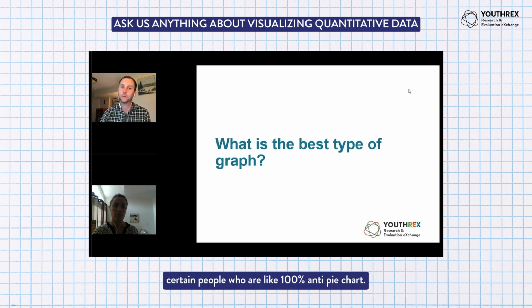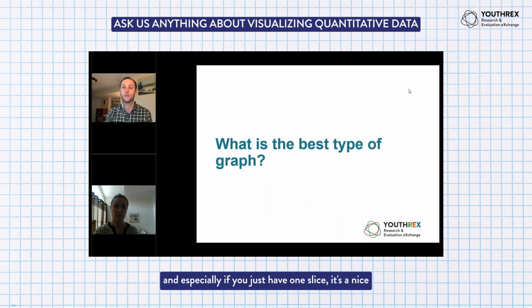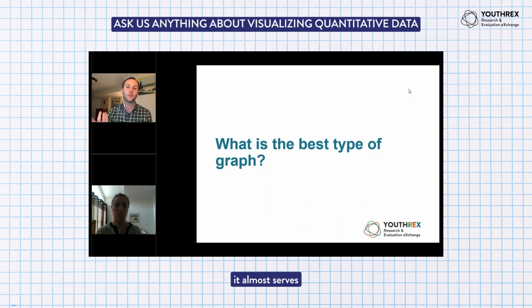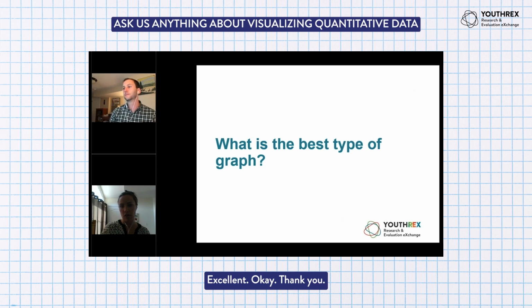There are certain people who are 100% anti-pie chart. I'm not one of those, and I think the example you just gave is a really good case where using a pie chart is totally appropriate. I like to use them when I have basically 3 or fewer slices. I think they're really effective, and especially if you just have one slice, it almost serves as an icon to show exactly the percentage. So I think that's totally appropriate. Excellent. Okay, thank you.